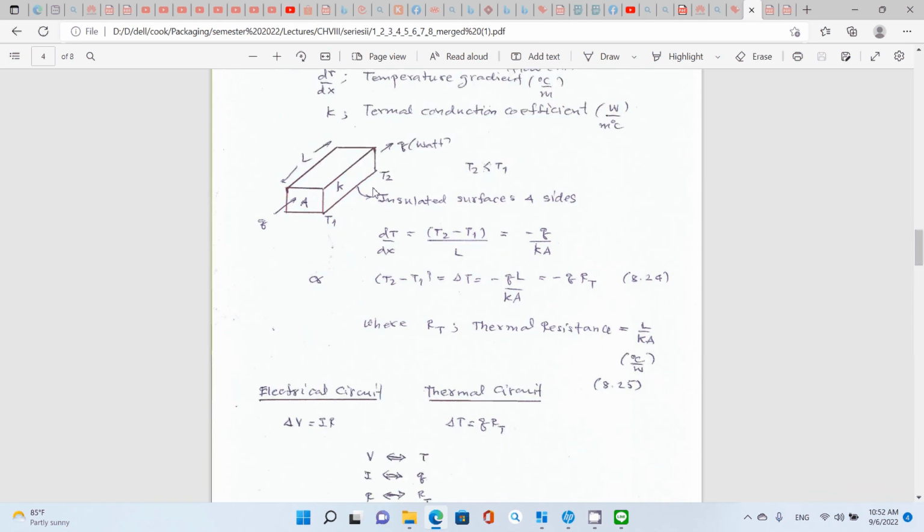To simplify the equation, you can also write dT as delta T, or T2 minus T1, and dx is simply the length of the material in the direction of the flow. On the right, you have negative Q over KA.